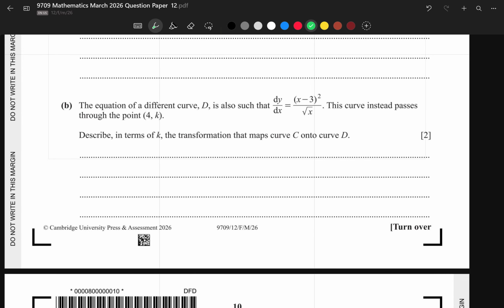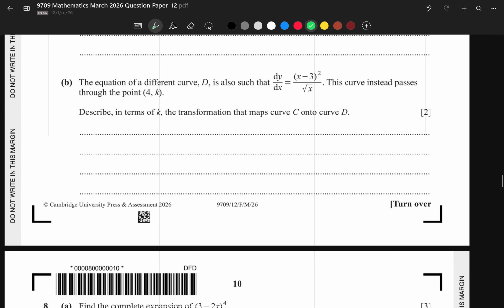The equation of a different curve D is also such that the derivative is given, and the curve instead passes through the point (4, k). So the derivative is the same, but the point that the curve passes through is 4, and instead of 7 it is k. Describe in terms of k the transformation that maps the curve C onto curve D.